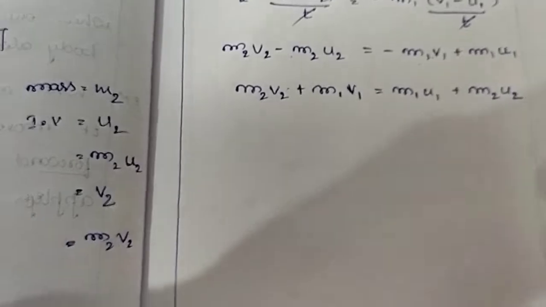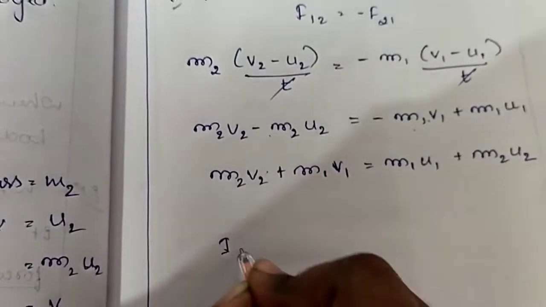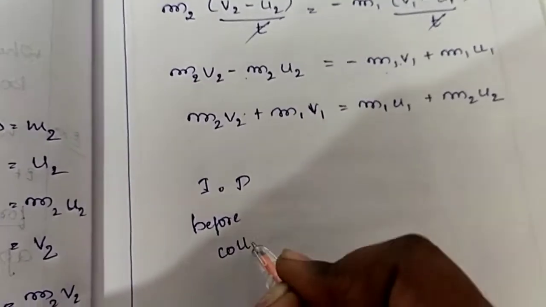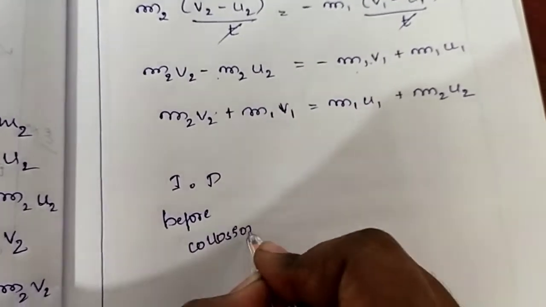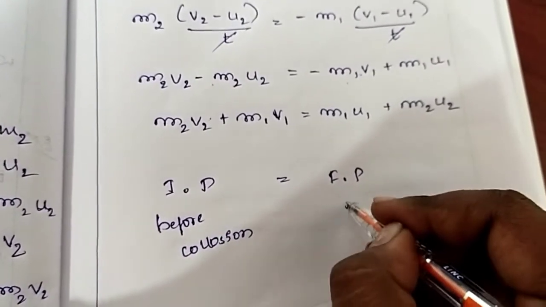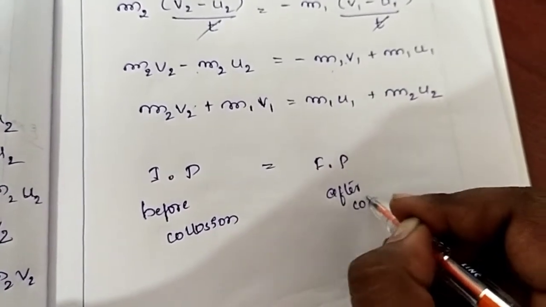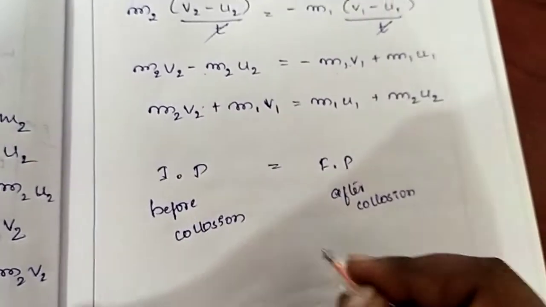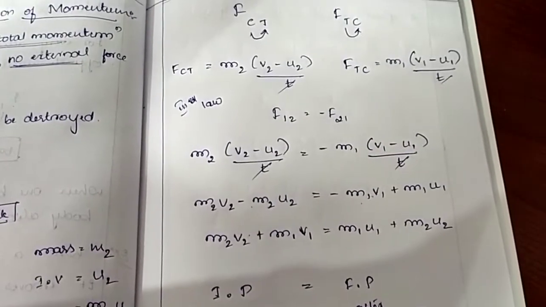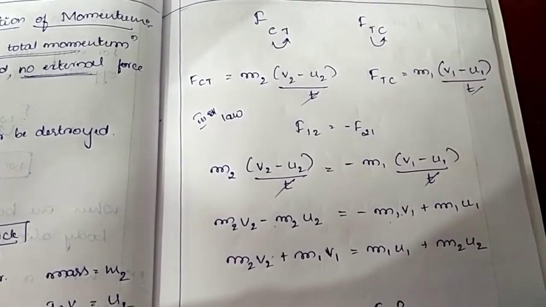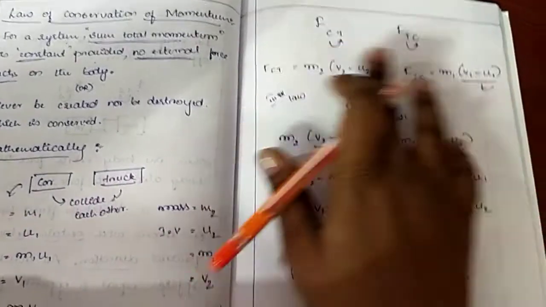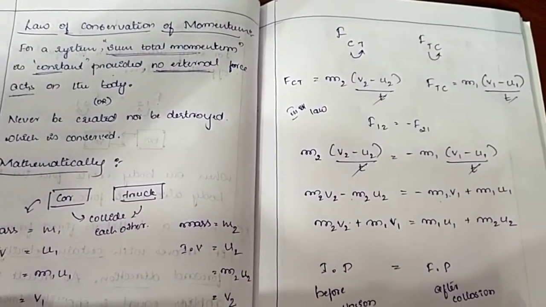This is the law of conservation of momentum, that is, initial momentum before collision is equal to final momentum after collision. This is the law of conservation of momentum stated in mathematical form. Okay, children, this is how the law of conservation of momentum is derived.